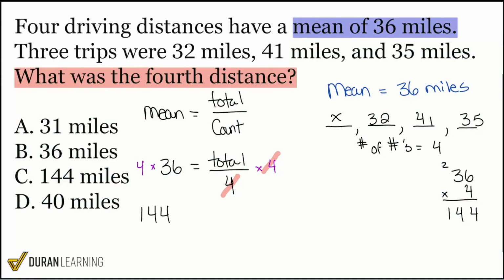144 equals the total. And remember, everybody, the total is going to be all of those values added up, including the X, including the missing value. So we can replace that over here. 144 equals X plus 32 plus 41 plus 35. We can add these 3 values up together just to give ourselves an easier time.